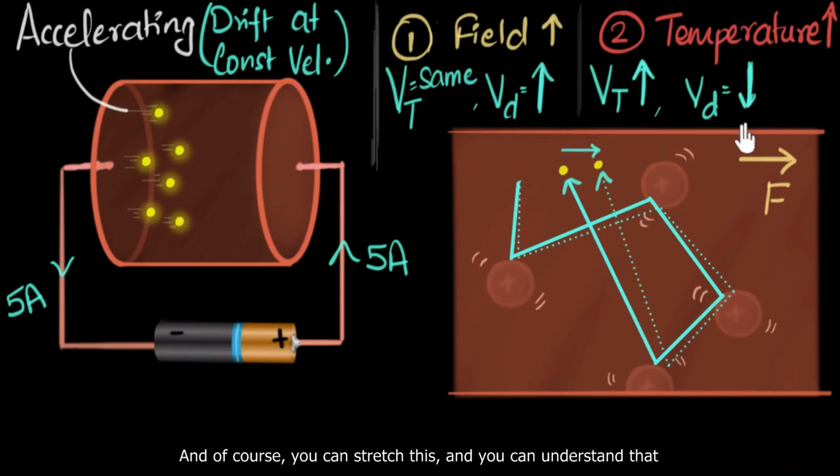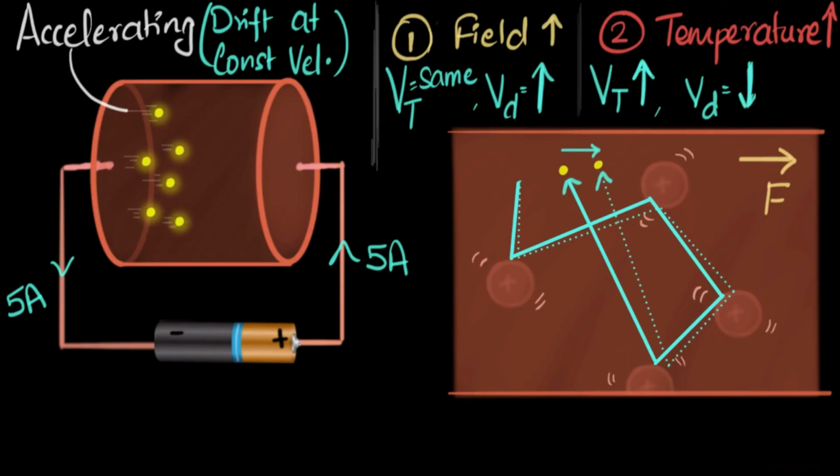And of course, you can stretch this and you can understand that with an increase in temperature, your electrons will drift slower and the current will decrease. And that's indeed what we see. Again, something we'll look at later on when we talk about the thermal effects of electricity.